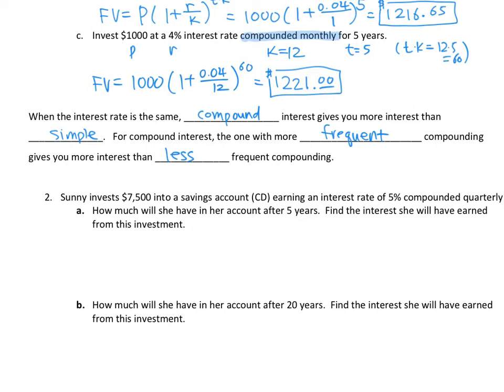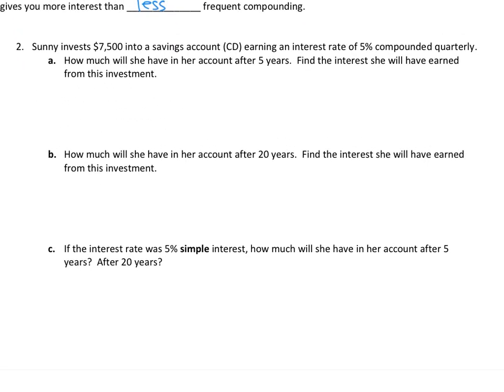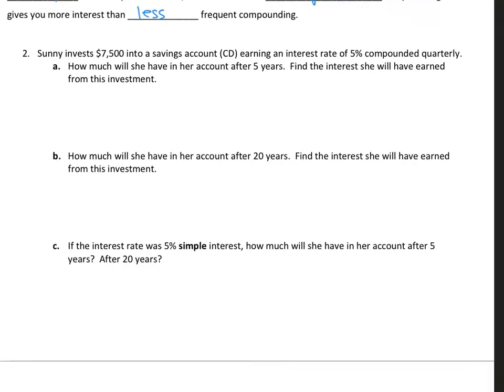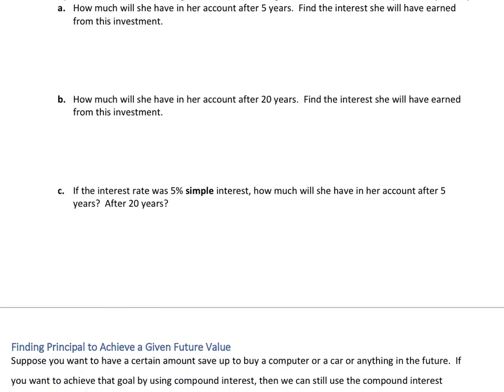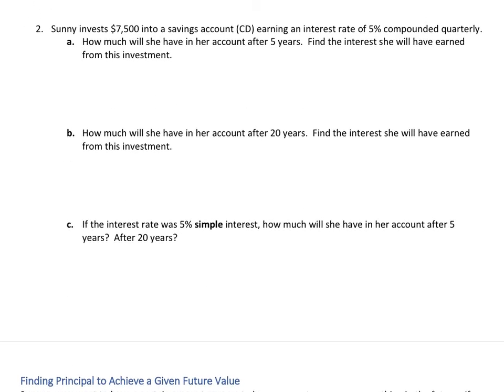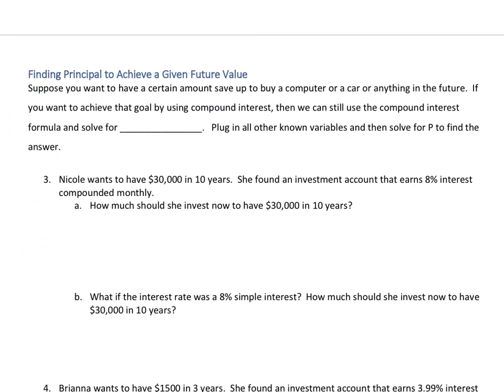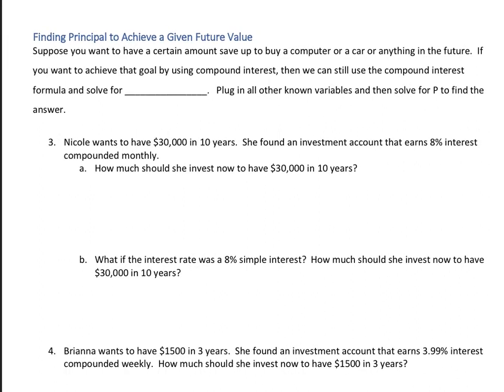All right, now I'm going to have you try number 2, parts A, B, and C. Again, as you notice, some are compound interest and some are simple interest. Just a hint. And once you're done with number 2, let's meet back at finding principal to achieve a given future value.